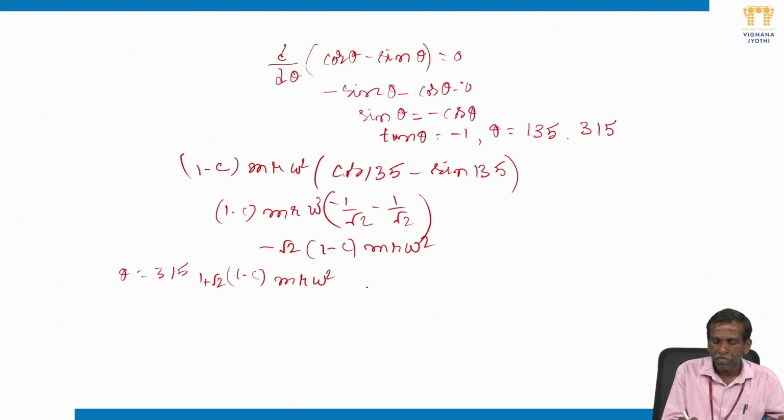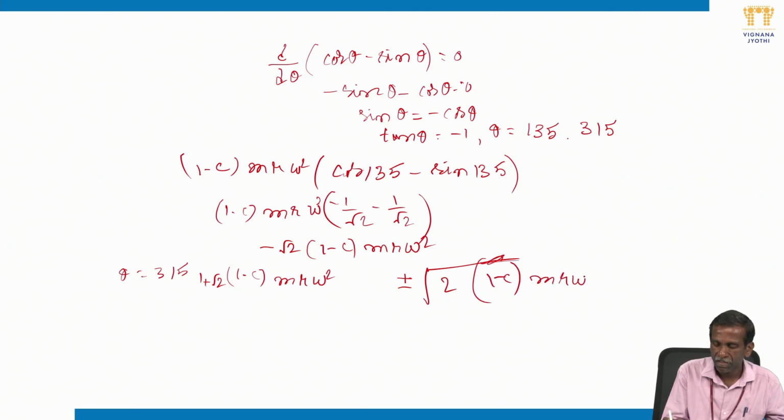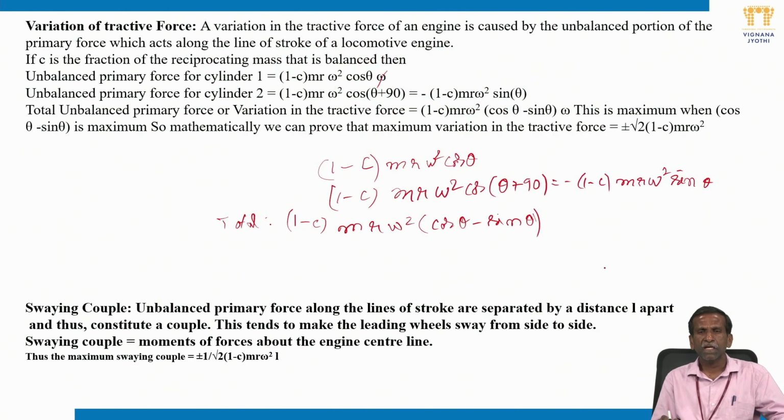So the maximum variation of the tractive effect is plus or minus root 2 into (1 minus C) m r omega square. This is the quantity mentioned here: plus or minus root 2 (1 minus C) m r omega square is the maximum variation in the tractive force. The cylinders are kept and the cranks are oriented 90 degrees to each other, cylinder 1 and cylinder 2. This is the magnitude.